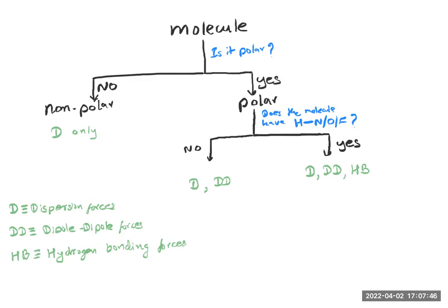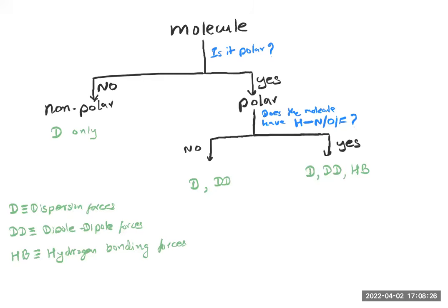So you can follow this key to determine the types of intermolecular forces you have in a given molecule. Okay. Now, with that, I want to mention one other thing. Okay. So when it comes to any molecule, you have dispersion forces. You can see that all three scenarios here have dispersion forces. Okay. But polar molecules can have dipole forces on top of dispersion forces. Okay, that's what we have here.